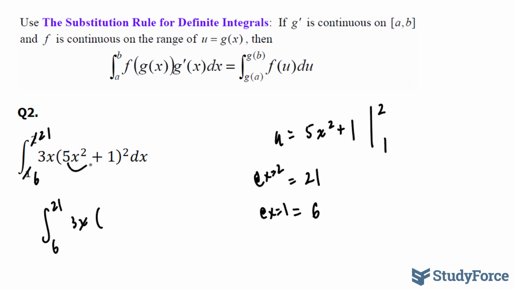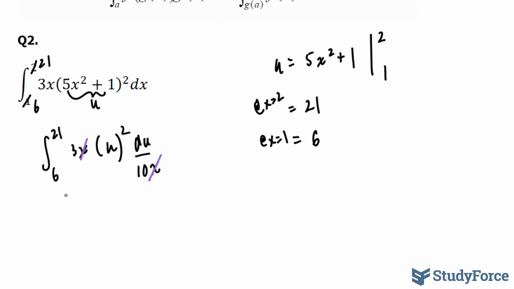And remember, we set this equal to u. And if you recall from the previous example, our dx was equal to du over 10x. That doesn't change. Next, I will cancel out these two x's. Bring out 3 over 10, 6 and 21, and we have u to the power of 2 du.